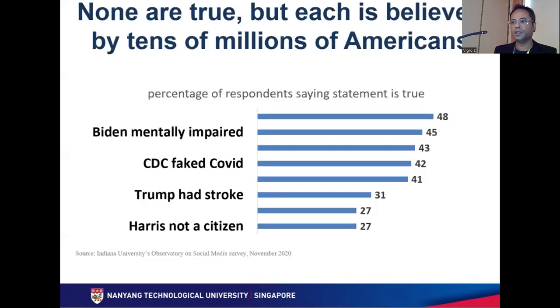Okay. Do you really see it in the data? Here it is. These are four news items you can see. Four, I would say, fake news. None are true. But the percentage of respondents in a survey saying this statement is true: Biden is mentally impaired, 48% think so. CDC faked COVID, you see a high percentage of people thinking so. Trump had a stroke. So these are not true, but people believe it.